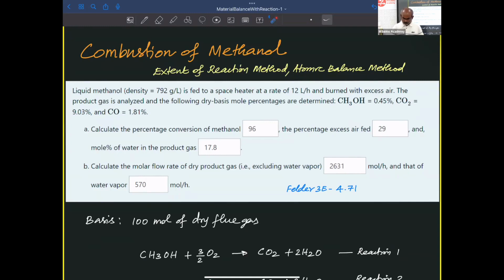This question is about combustion of methanol. These were taken from Felder, third edition, problem number 4.71. Here we are going to learn about the extent of reaction method and the atomic balance method.